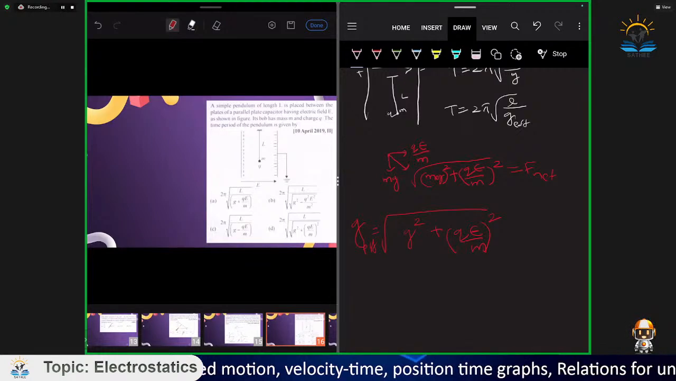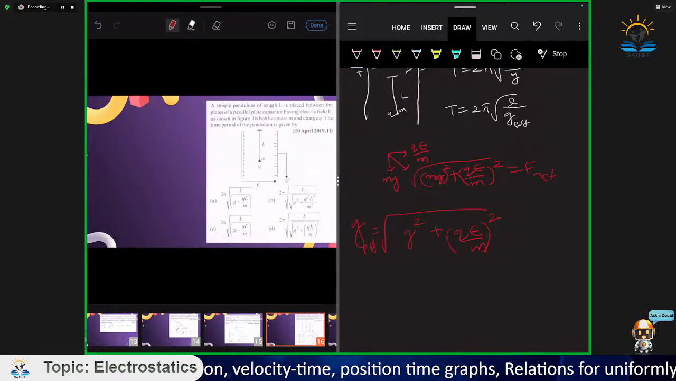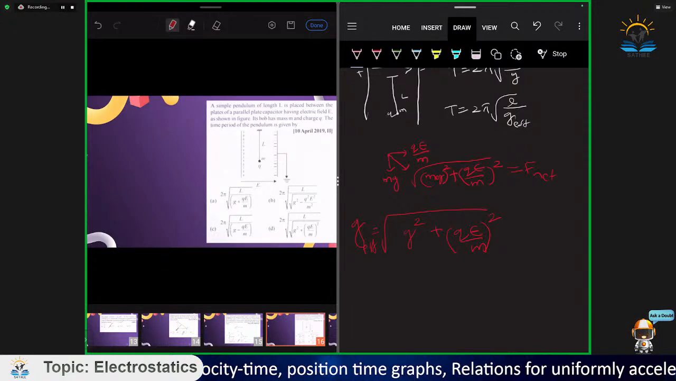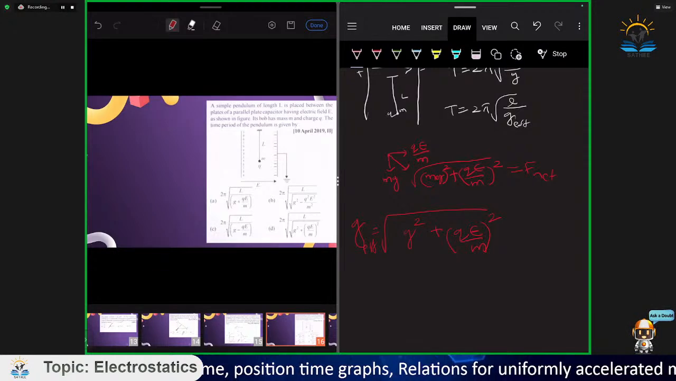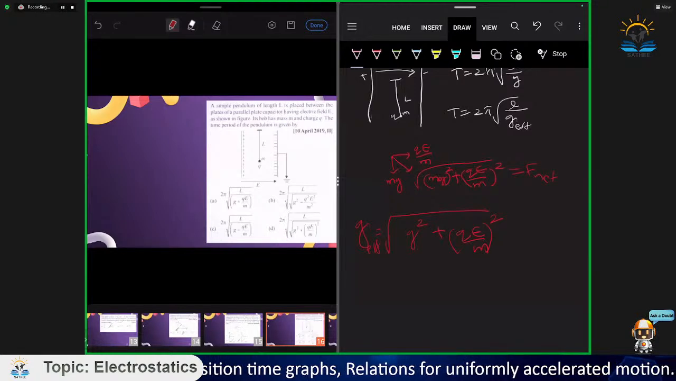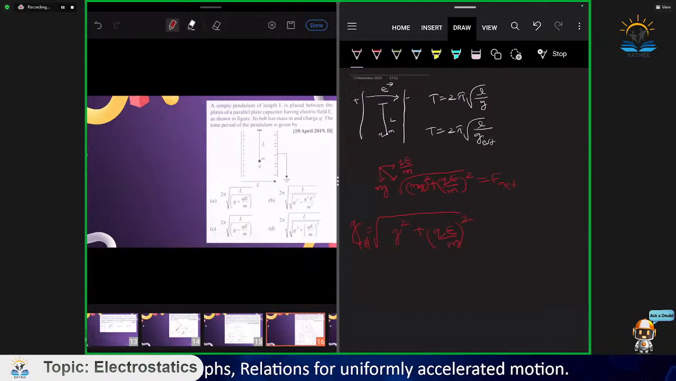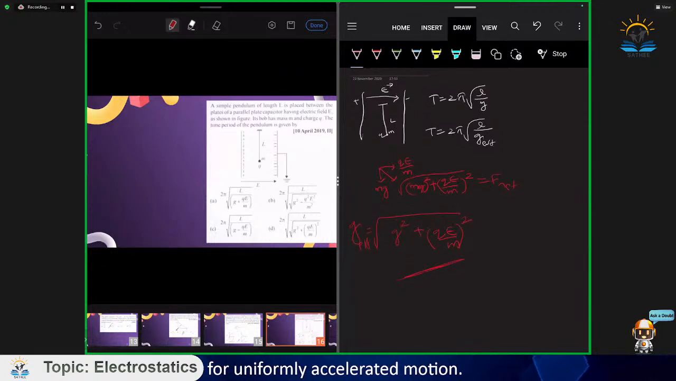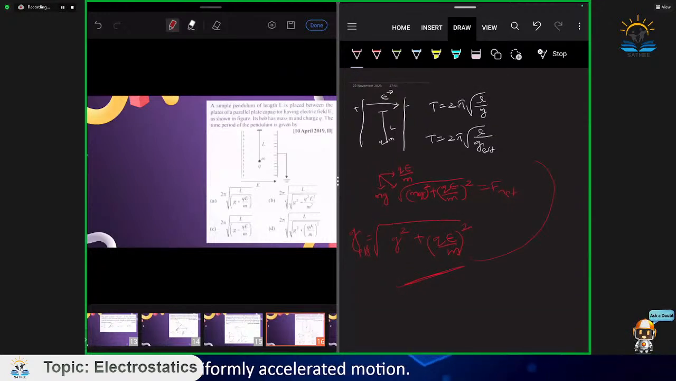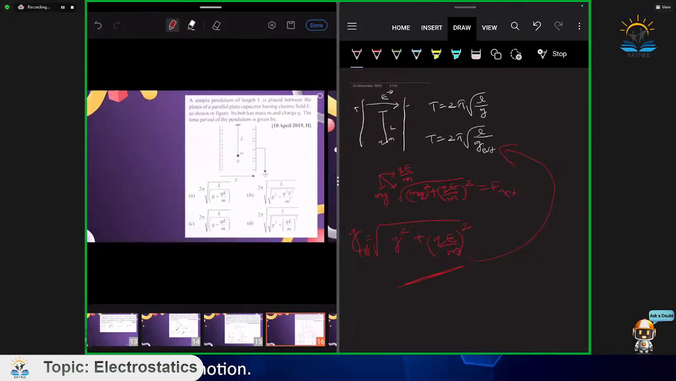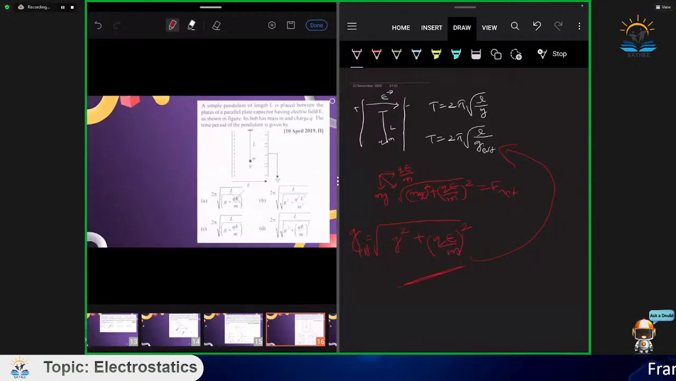Any doubt? So we got g effective. So by putting that g effective here, we can simply say the time period will be 2 pi root of L by g effective, where g effective is root of g square plus qE by m whole square. Simple.